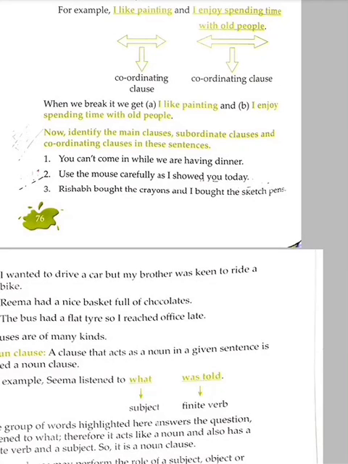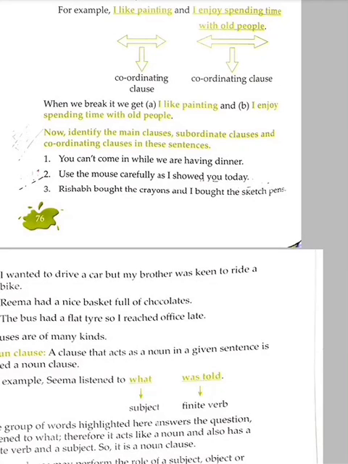Use the mouse carefully as I showed you yesterday. Here, "use the mouse carefully" is the main clause. "As I showed you today" is the subordinate clause, because it cannot express its meaning without the help of the main clause.